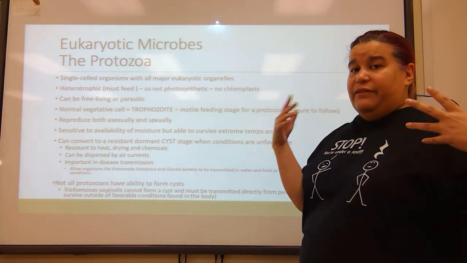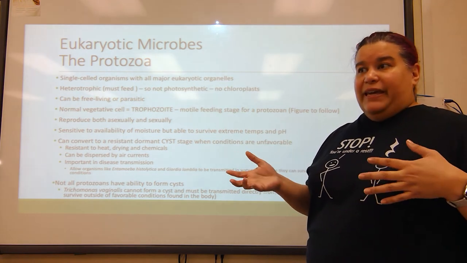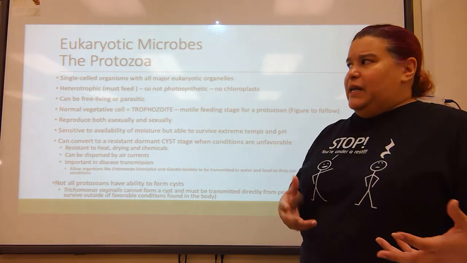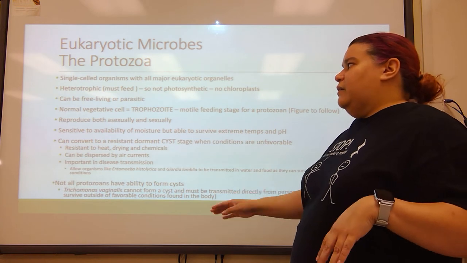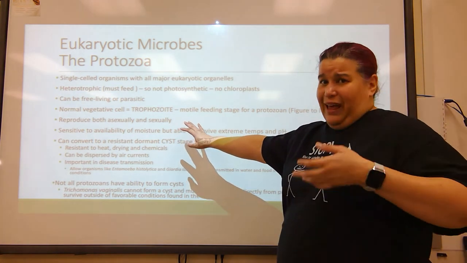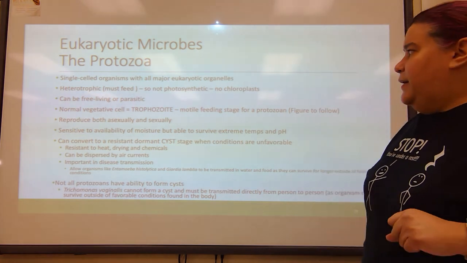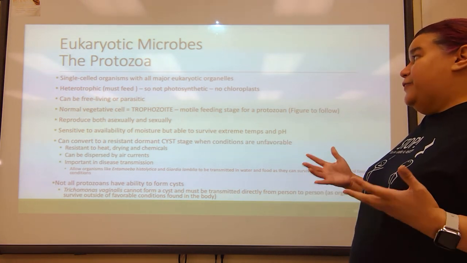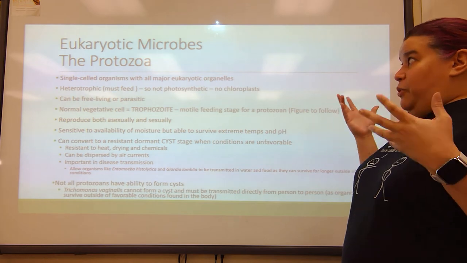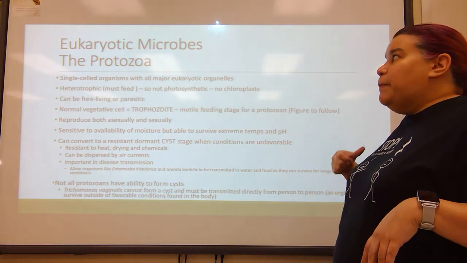They can be free living or they can be parasitic. They can live off of somebody. In a normal vegetative cell, in other words, it's alive and it's thriving, we call that a trophozoite. They're motile, they're feeding, they're at their feeding stage for a protozoan. And I'll show you the figure in just a minute.